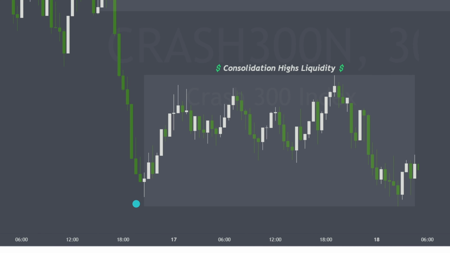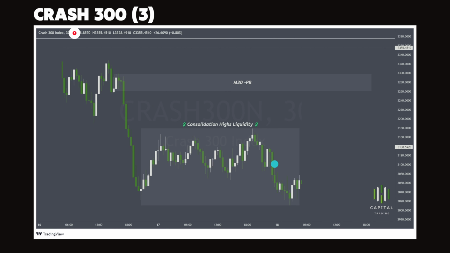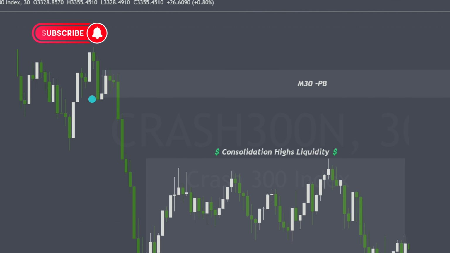We had this low down here, then this high over here. So we want to see if price is going to go up, and when it goes up, we have this M30 bullish combined candles propulsion block.